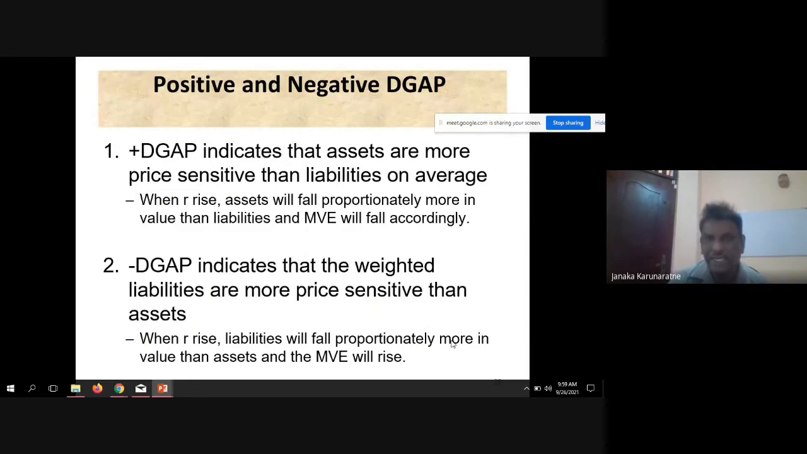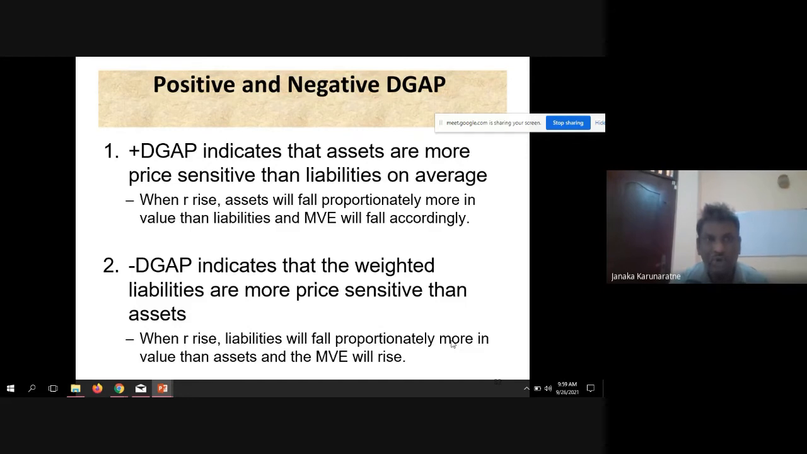Okay, so let's look at the interpretations of positive and negative D gap. Now, positive D gap indicates that the assets are more price sensitive than liabilities on average. So when interest rate rises, the assets will fall proportionately more because the relationship between the interest rate and the fixed interest rate related instruments is negative. When the interest rate goes up, price declines; interest rate goes down, price goes up. So when interest rate rises, the assets will fall proportionately more in value than liabilities. So the market value of equity will fall.